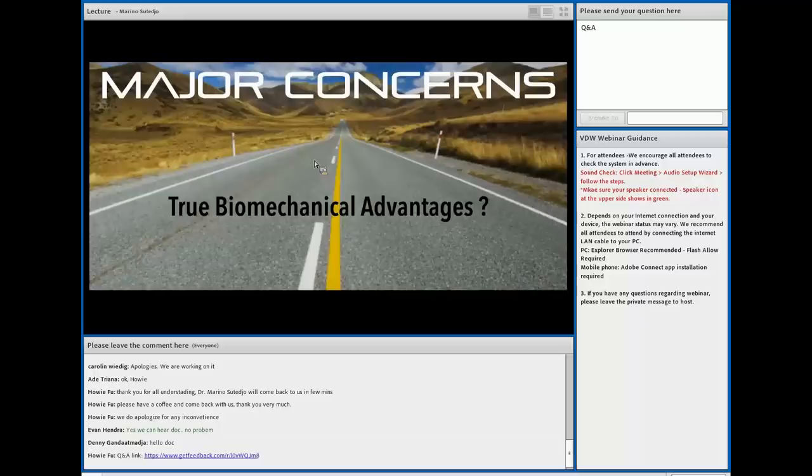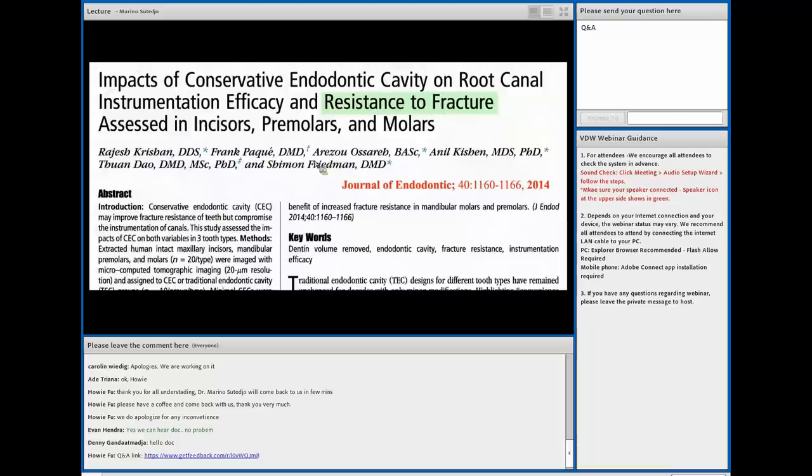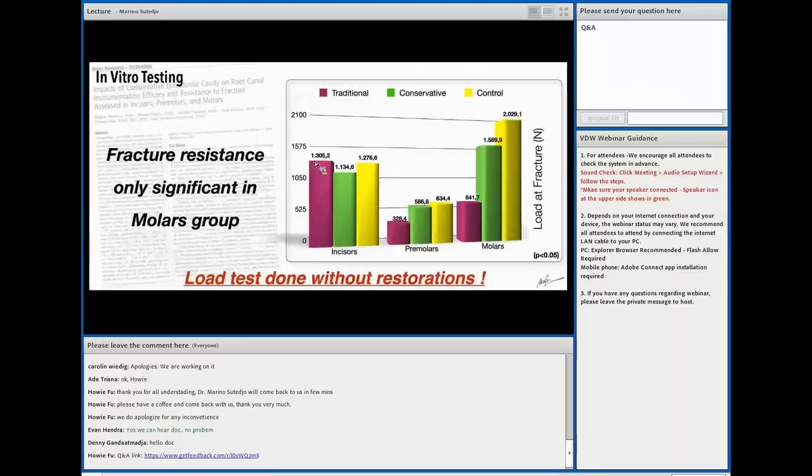The main concern about these three types of access cavity, or conservative access cavity, is that they really have some clinical or biomechanical advantages that we should then apply to our procedures in creating our endodontic access cavity. This paper, I think all of you know this paper, it's very basic and very common. Many people use this paper to justify why we need to have a conservative access cavity. There's a paper by Krishan back in 2014 that did some research on the traditional and conservative access cavity and their fracture resistance. And as you can see, the significant numbers only happened in the molars group.